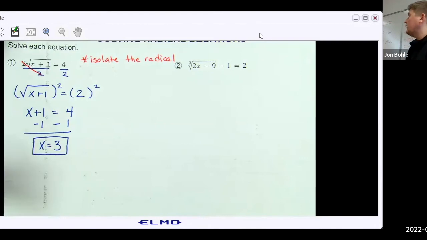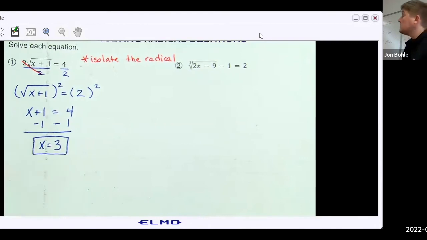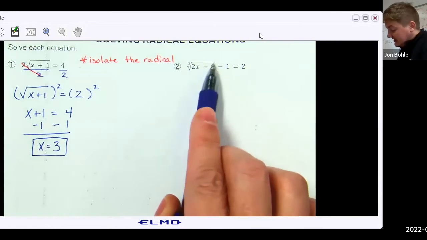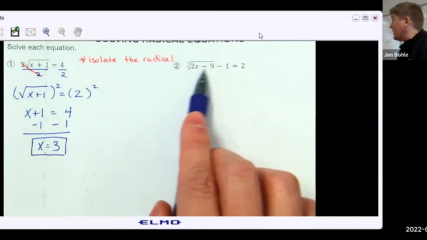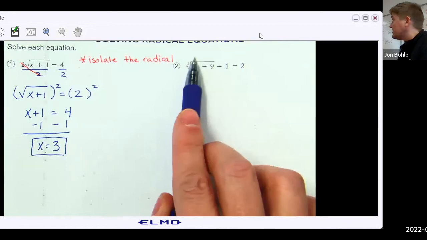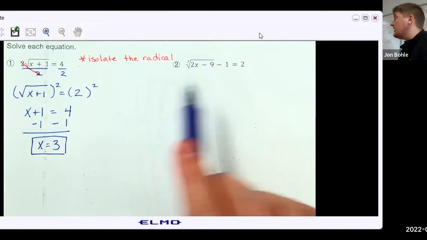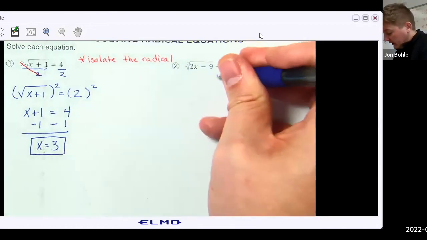What about 2? How do I get the radical by itself here? Plus 1. Notice that this minus 9 is inside the radical, so I can't do anything to that until I undo the radical symbol. This minus 1 is outside of the symbol, so I can undo that right away.